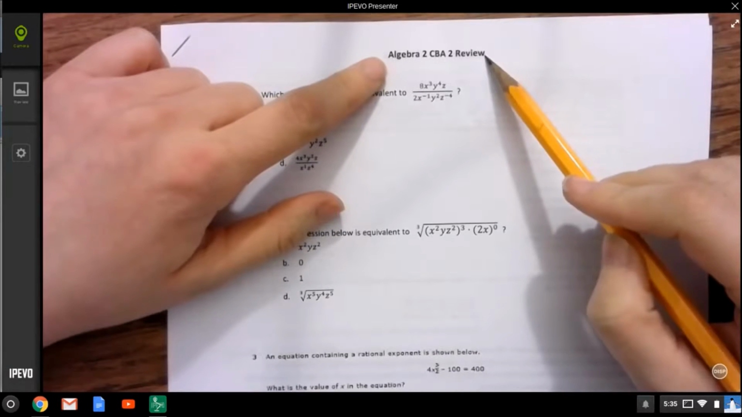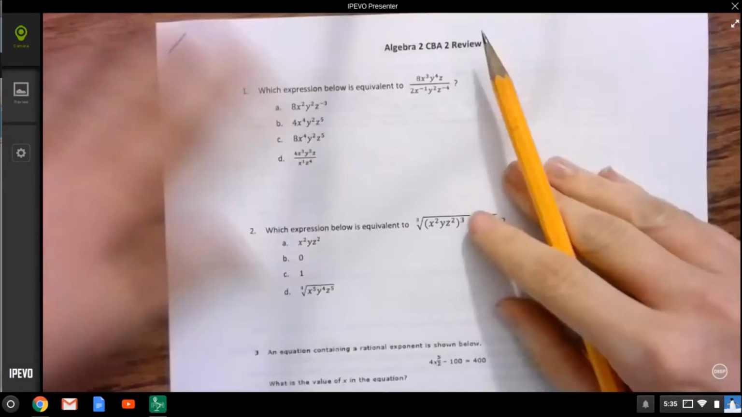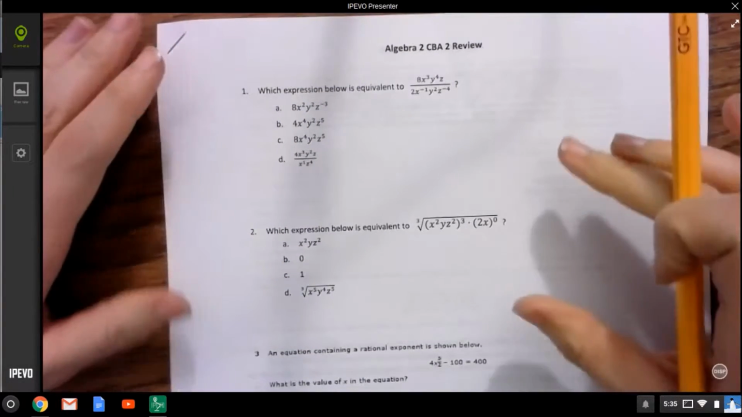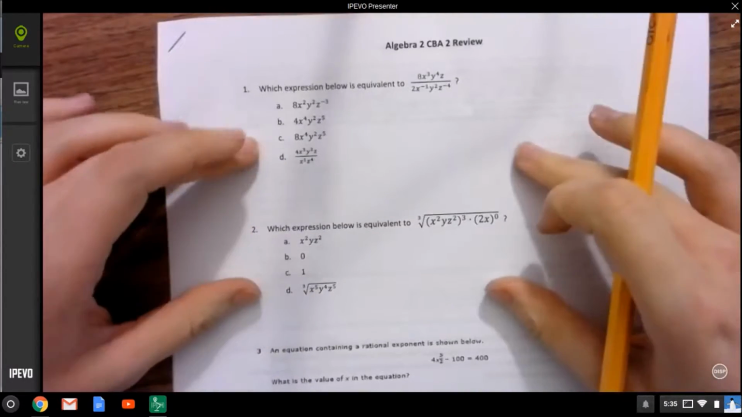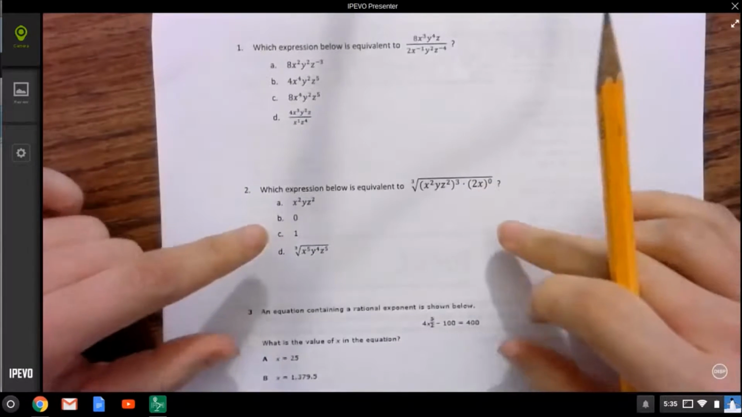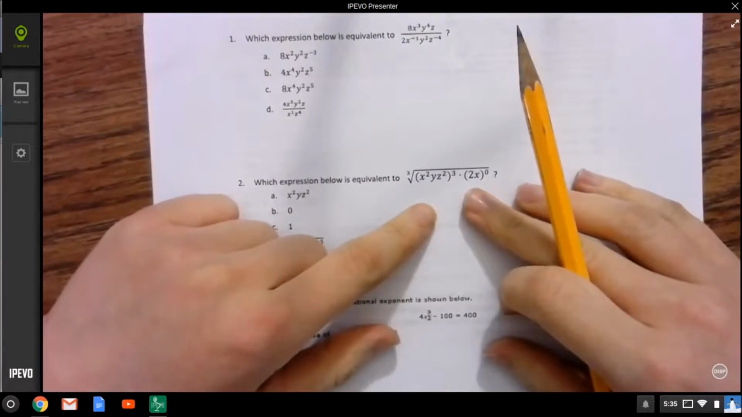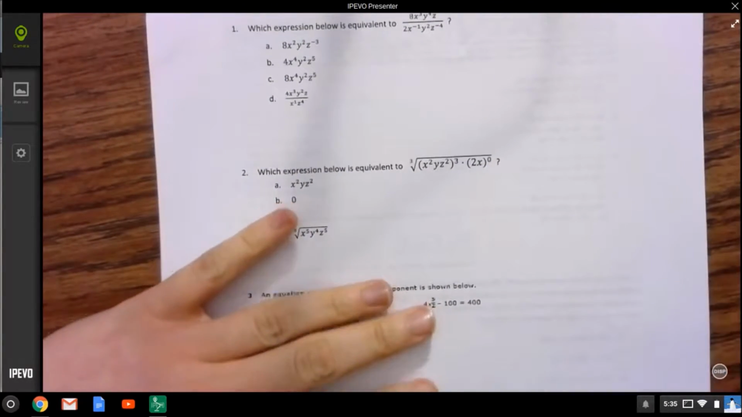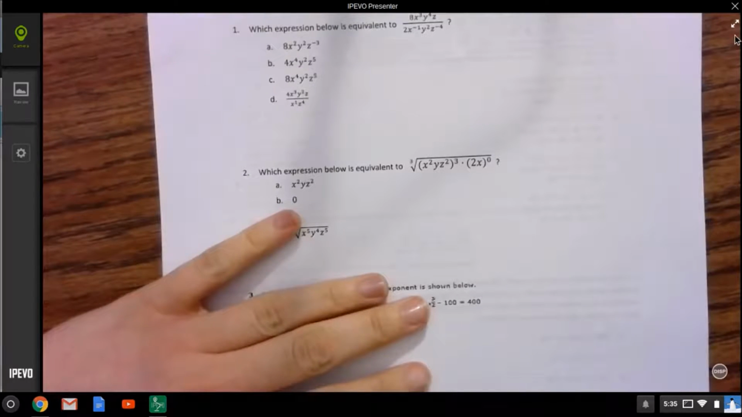So this is my CBA 2 review video with a few examples on it for you. We did one of these in class, but in case you were absent, I'm going to go ahead and kind of walk you through number 2. We're going to be simplifying using the exponent rules.